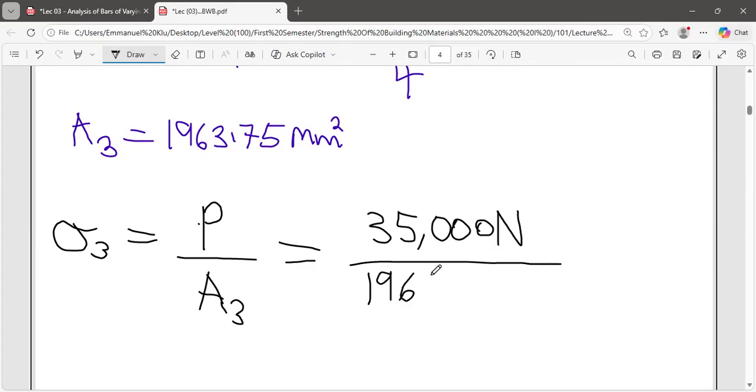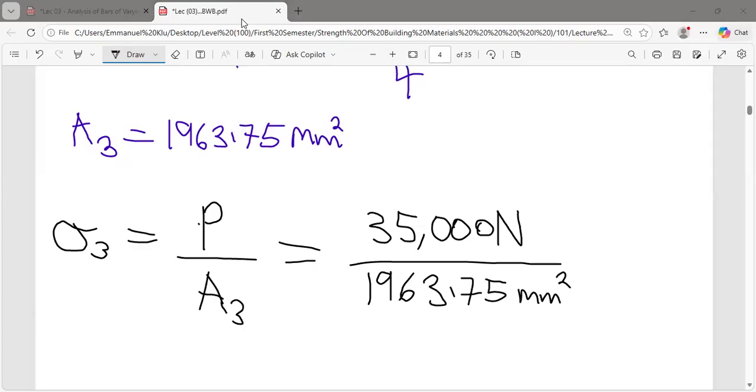1963.75 millimeters squared. So quickly, let's all punch this together. That is 35,000 all over 1963.75. So I had my answer. I'm hiding it. Let me see, what answer are you also getting? Okay, Daniel also had the answer.